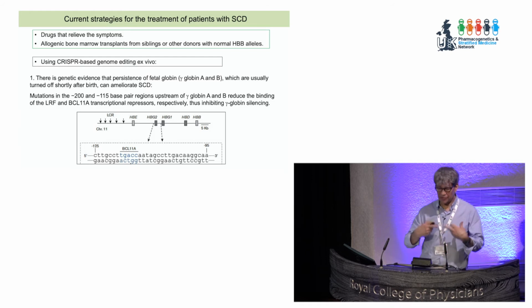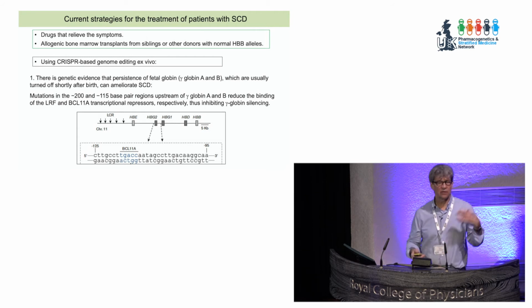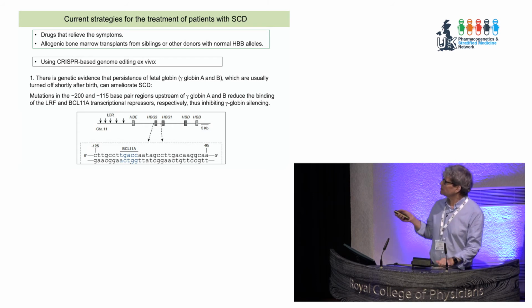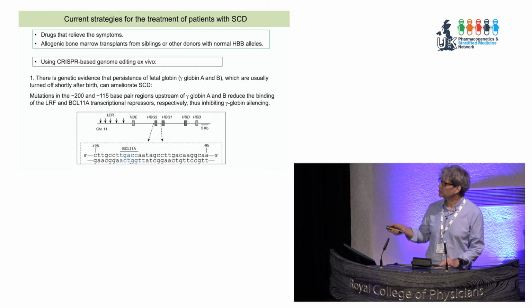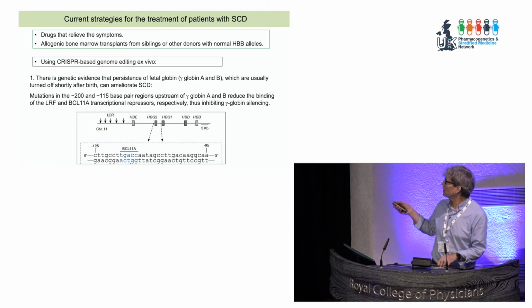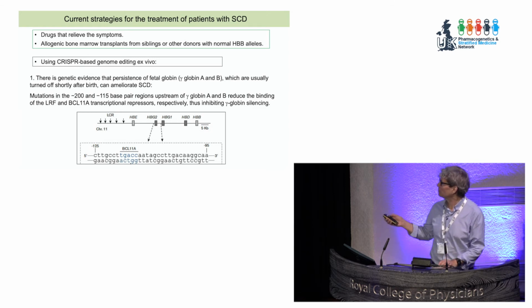One set of methods is based on the knowledge that persistence of fetal globin, the gamma globins, which are usually turned off shortly after birth, can ameliorate sickle cell disease. It's known that mutations just upstream of the gamma globin genes can reduce the binding of two transcriptional repressors, LRF and BCL2A. If you have these mutations, it can inhibit the silencing of gamma globin.